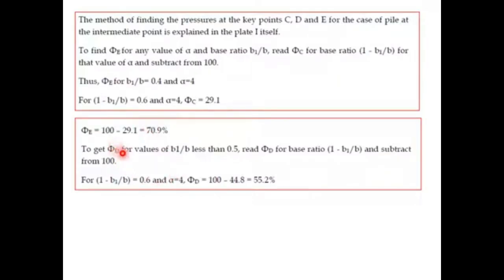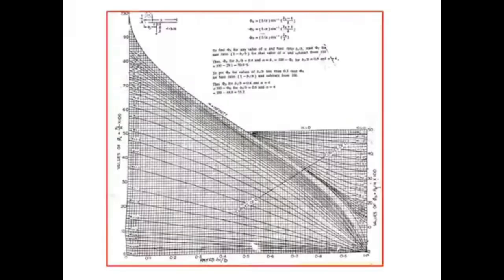However, for the key point D, we have to read the phi D value for the values b1 by b, which is less than 0.5. Read that value for the base ratio 1 minus b1 by b and subtract from 100. So like this, if you read for 1 minus b1 by b, which is 1 minus 0.4, which is 0.6, and for alpha 4, then you can have, because you have already read this as 44.8. So 100 minus 44.8 gives 55.2 percent.